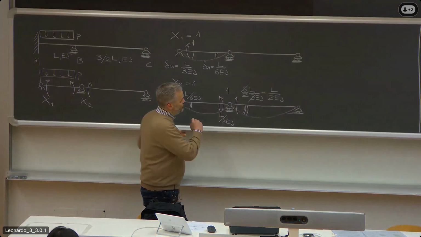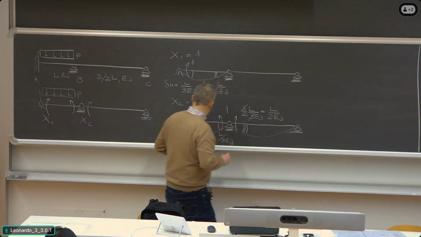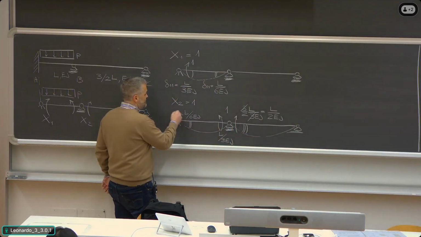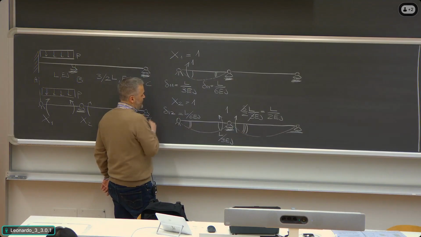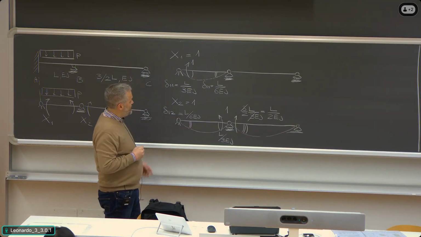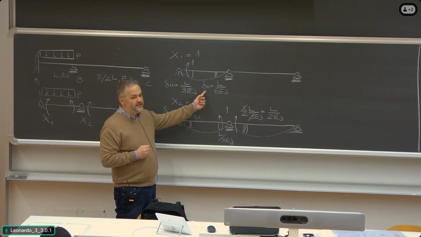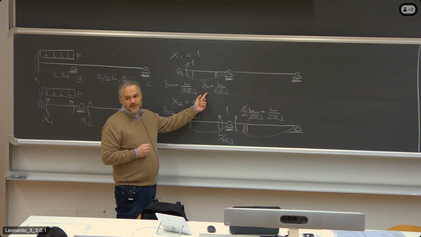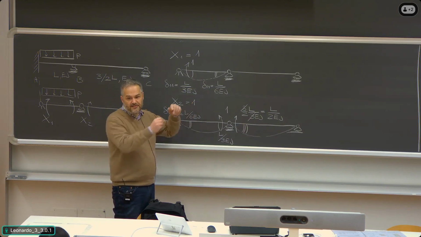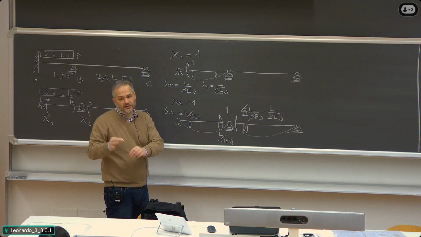So, sorry, the coefficients clearly, in this case, this is delta 1,2, and clearly it is equal to delta 2,1. There should always be the symmetry requirement, so the effect of 1 on 2 is the same as the effect of 2 on 1.